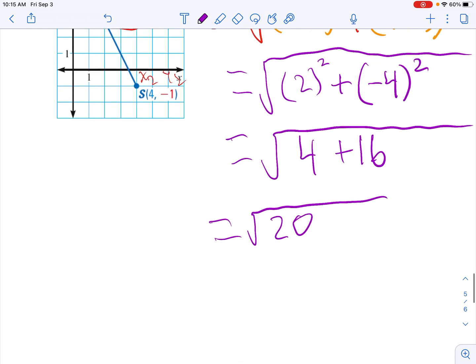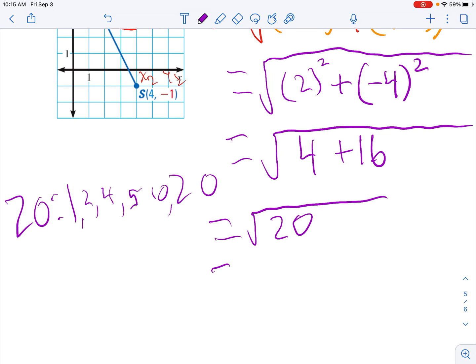Now, I can simplify this again. Think about our review lessons from last week. You have to simplify this. So let's do some side work. What numbers multiply to get 20? 1 and 20, 2 and 10, 4 and 5. Do we have any perfect square numbers? Yes, we do. 4, and 4 times 5.